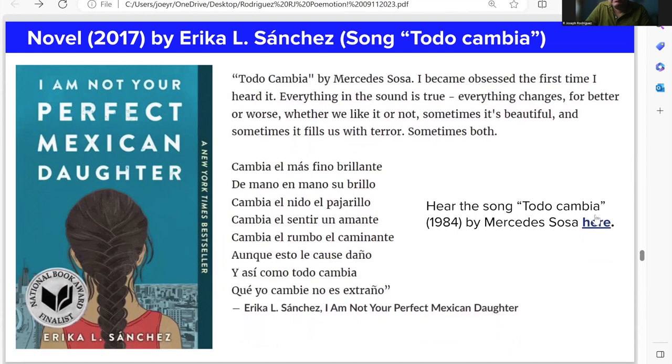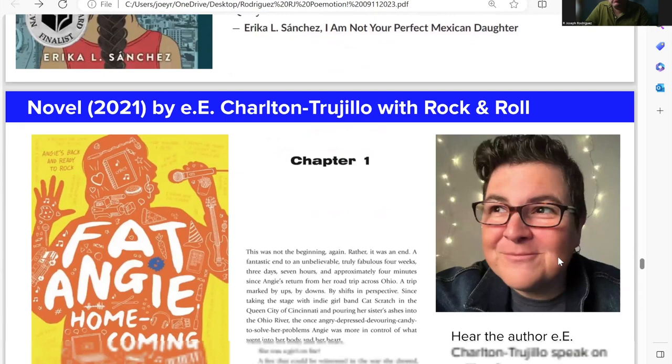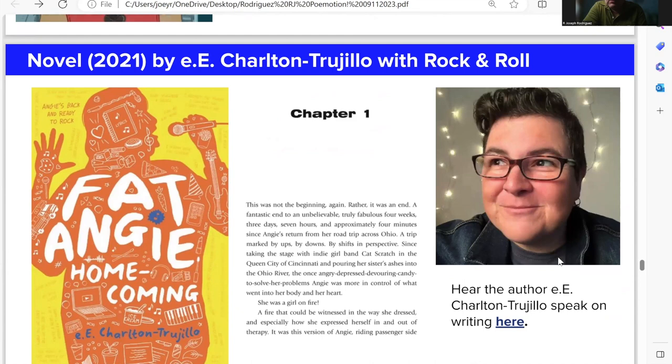And these links you can use with your students later to hear the song and make connections between verse and music. This is a recommended novel series by Charlton Trujillo, who incorporates music, in this case, rock and roll, in the third installment in the series.